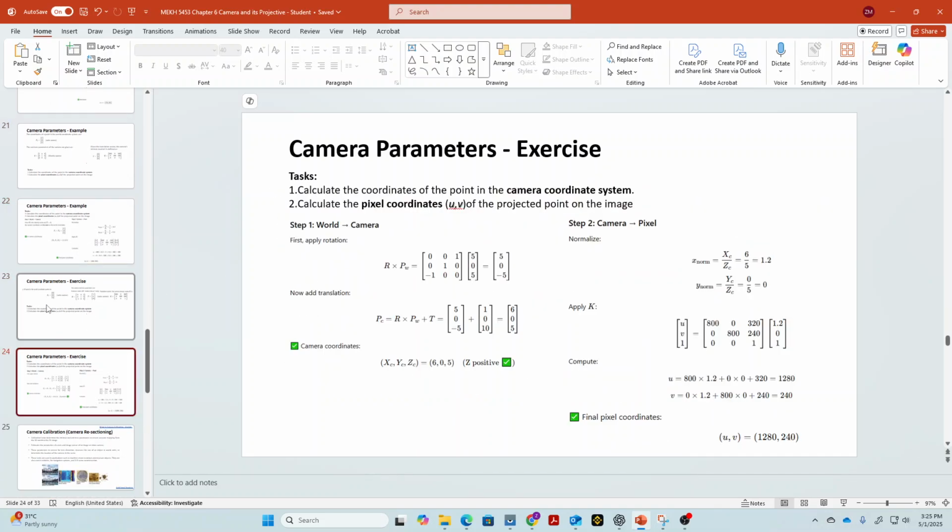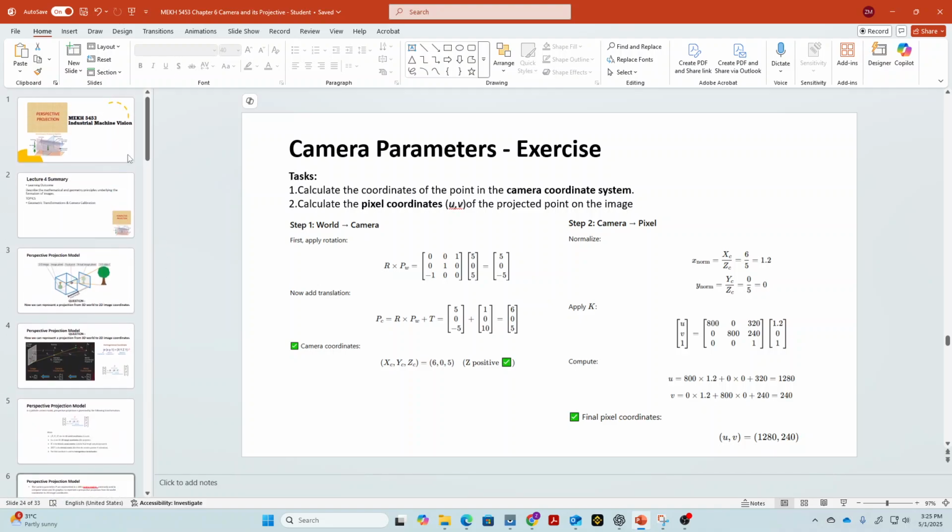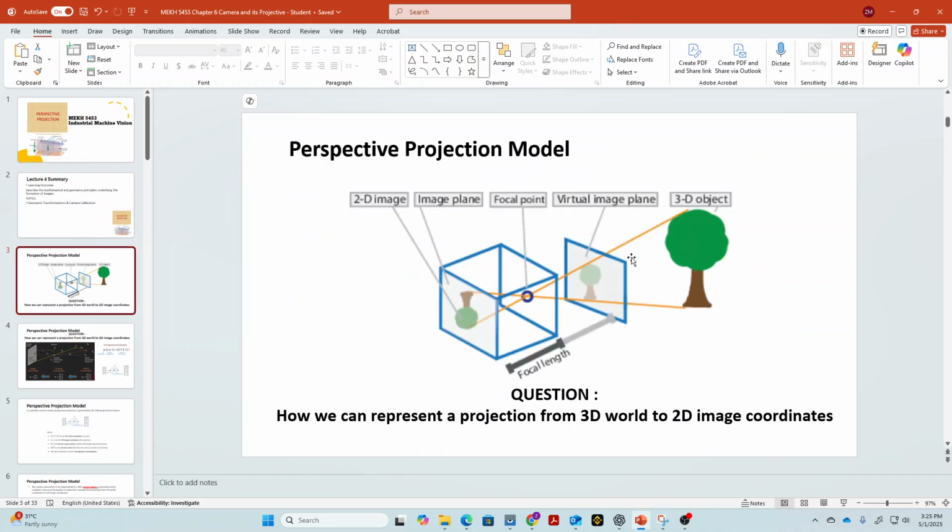All right, to cut short for this topic, we just need to understand the main point, which is how we can do projections from the 3D world to the 2D world. Look at the examples and try the exercise yourself.